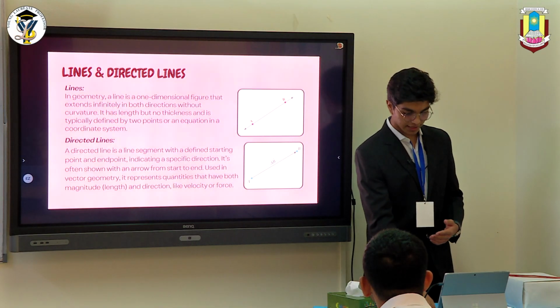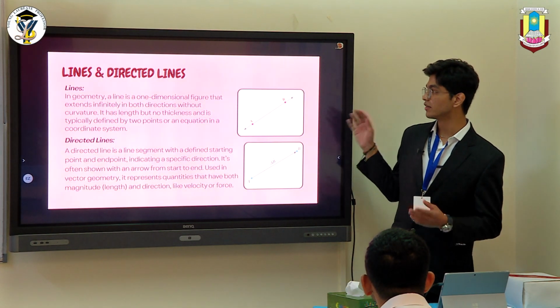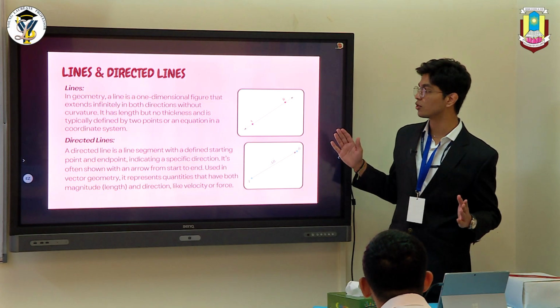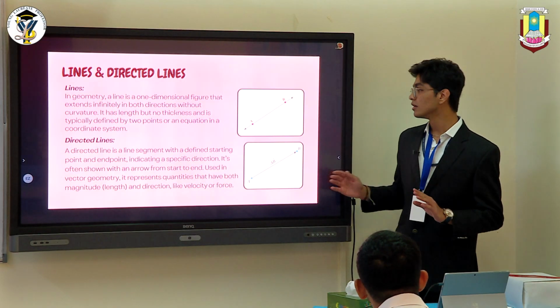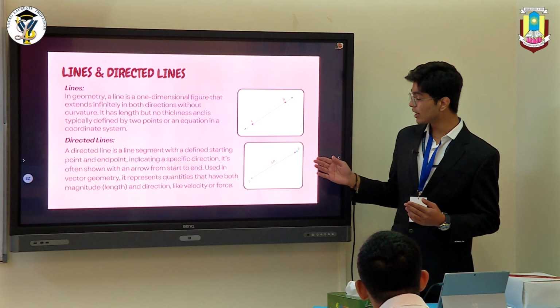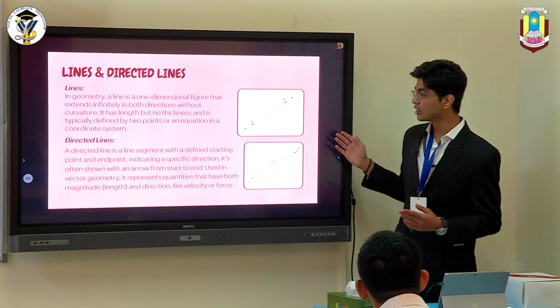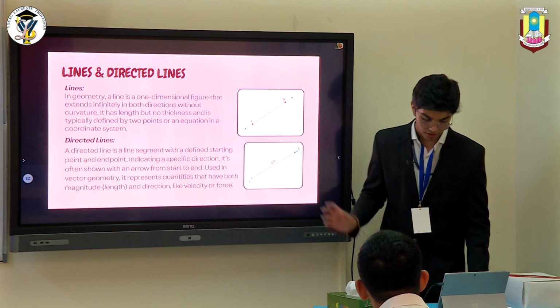Next we have lines and directed lines. We've already studied this in junior class as well. A line is basically a one-dimensional figure that extends infinitely in both directions. It has no thickness and it has only length. A directed line, or otherwise also known as a vector, is a line that has a definite direction. So it has a fixed starting and ending point indicating a specific direction.